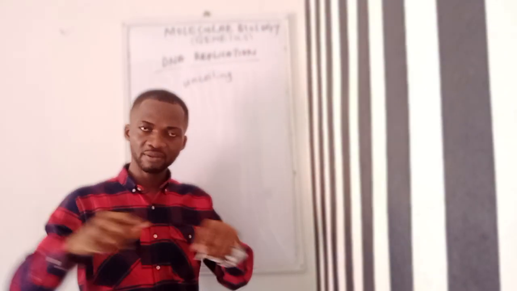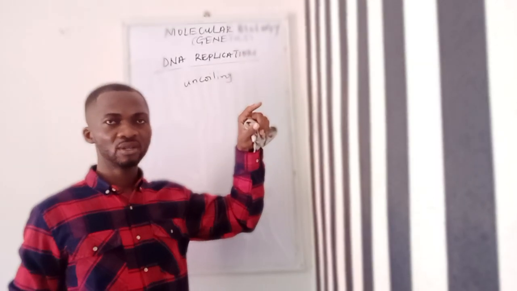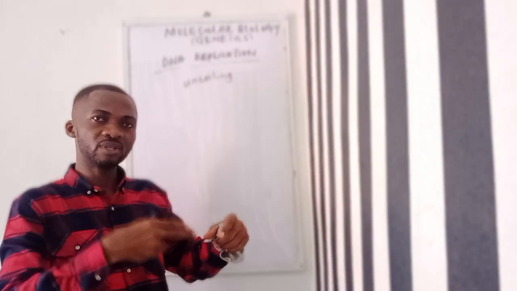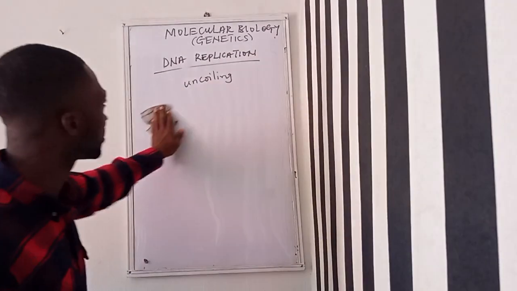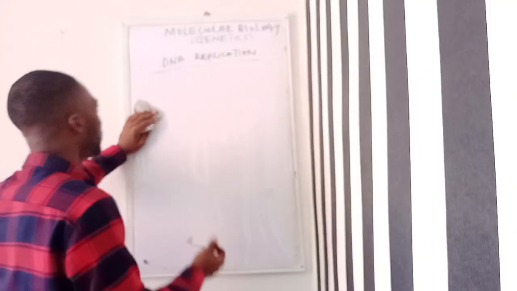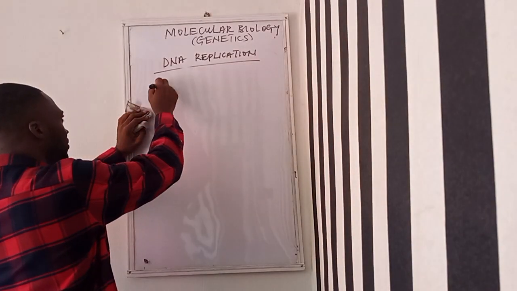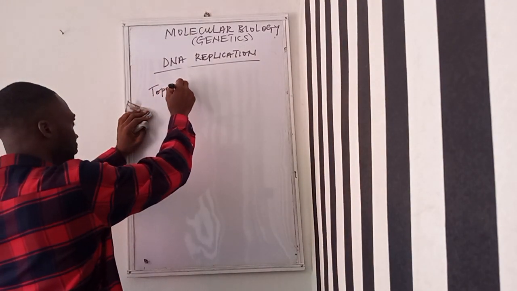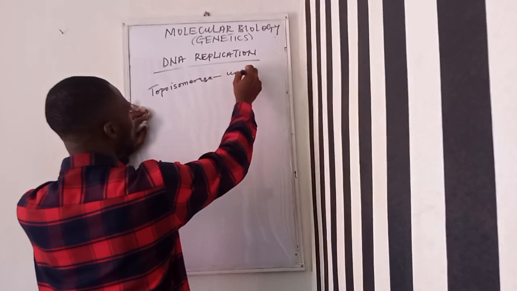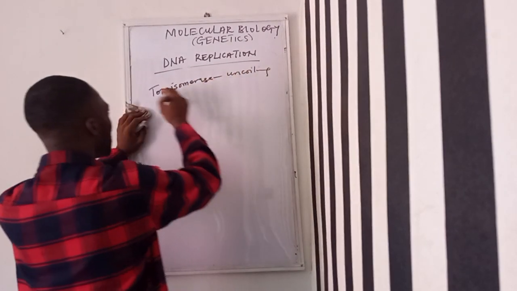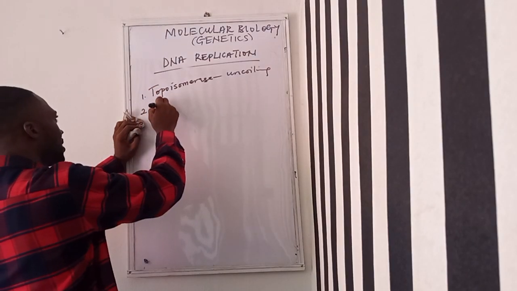The first thing you do is, if the rope is twisted against itself or coiled, you stretch it before you use your scissors to begin to cut it. So that is what happens. And this uncoiling of DNA is done with the first one, which is topoisomerase, uncoiling.